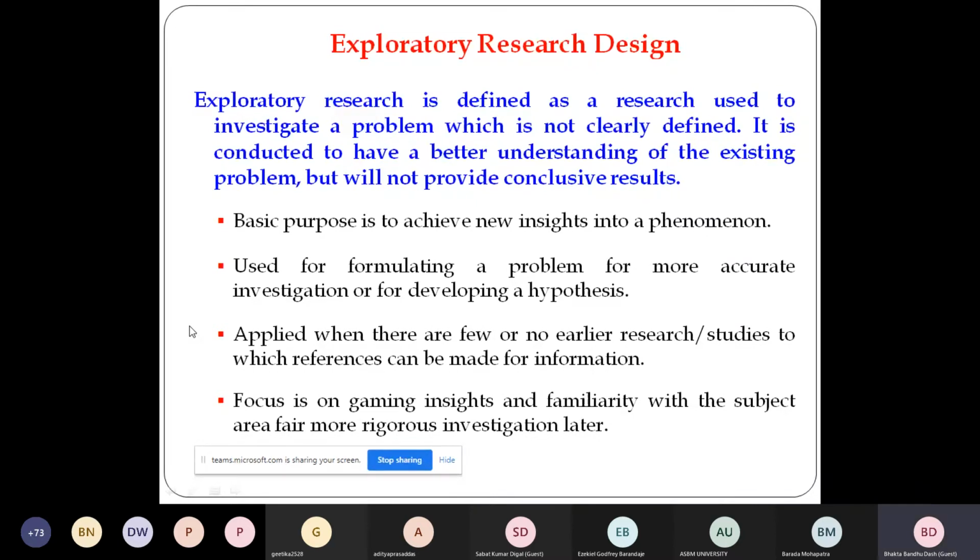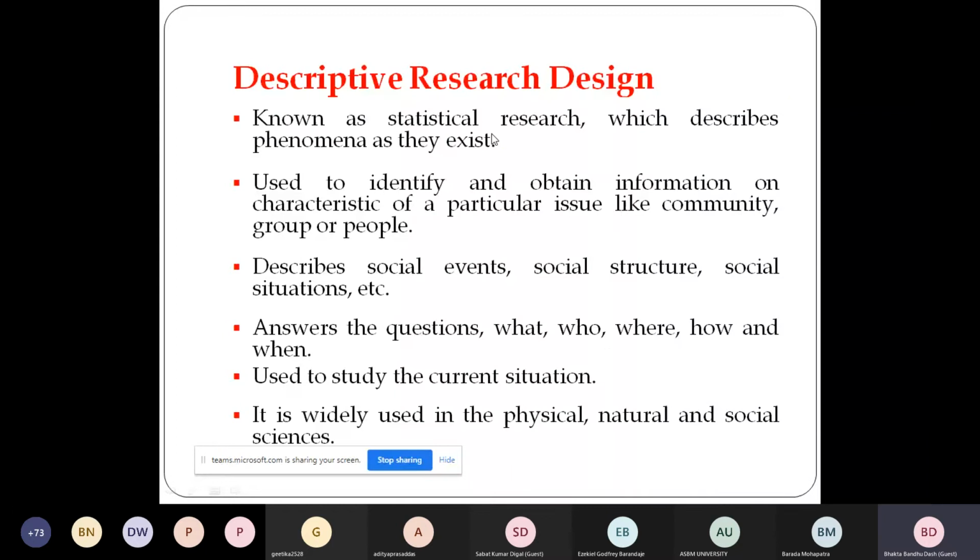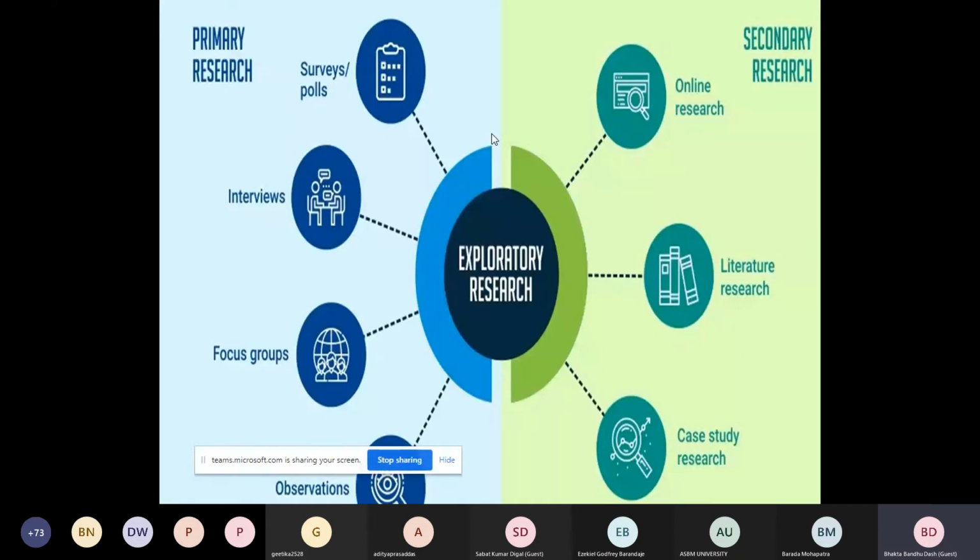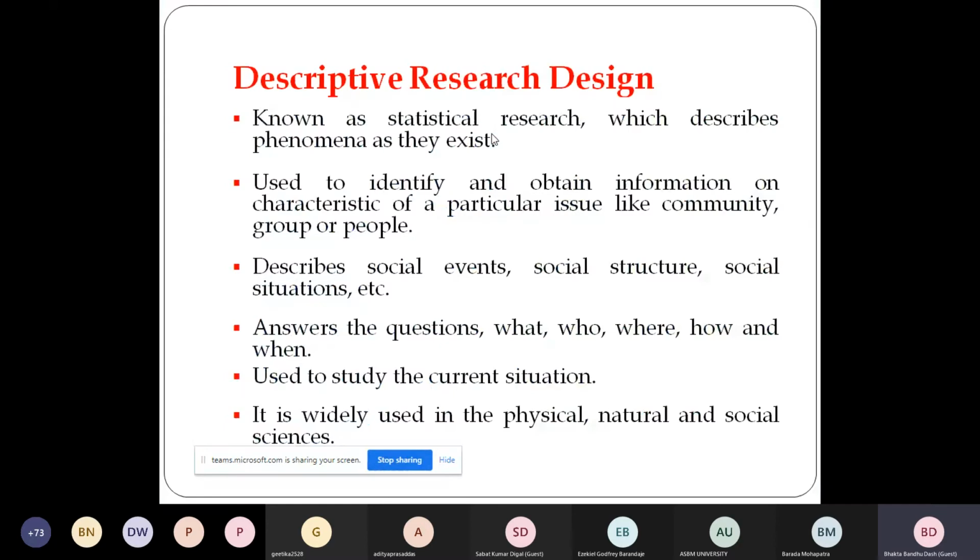So this is nothing, this is your exploratory research. Then the next one, I just want to tell you quickly that if you talk about the exploratory research, it includes your primary as well as secondary research, like survey, interview, focus group, observation. These are all your primary process of collecting information. Or you talk about the research literature analysis, the online researches, the case study analysis. These are all the secondary process that support you to establish your exploratory research.